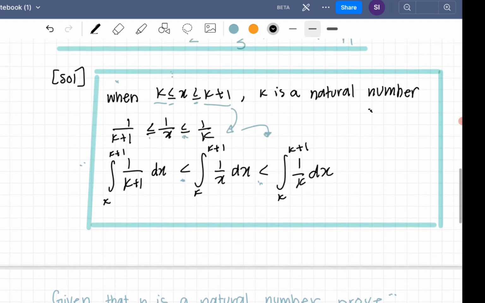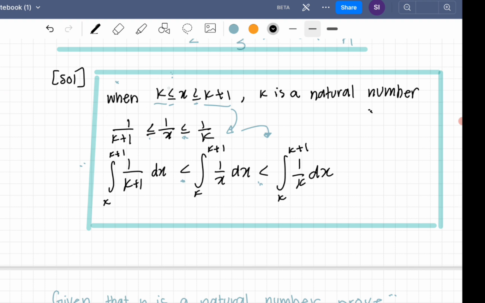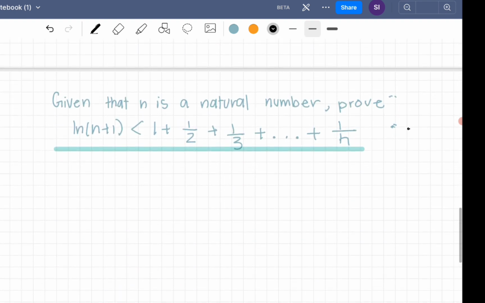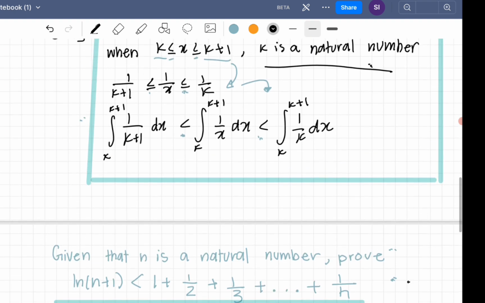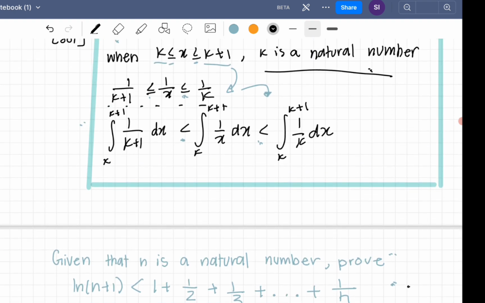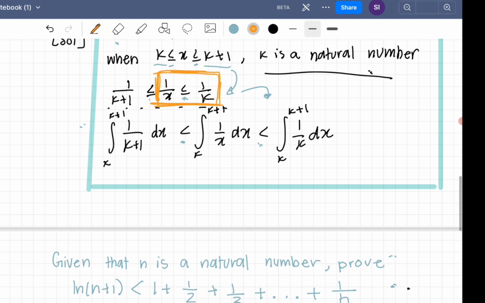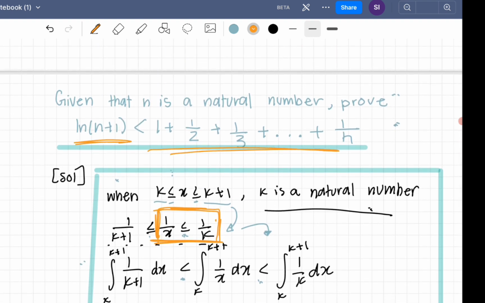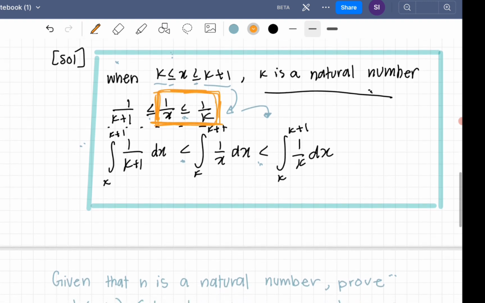So here, the first step is to let k be less than or equal to x be less than or equal to k plus 1, where k is a natural number. So let's write that. When k is less than or equal to x is less than or equal to k plus 1, we know that this is true. But for this problem, let's just focus on this part. Actually, let me do it in another color. Let's focus on this part only. And you'll see why soon, because this part is actually the key component for us to get both the left-hand side and the right-hand side, which is why I just want to get this part.